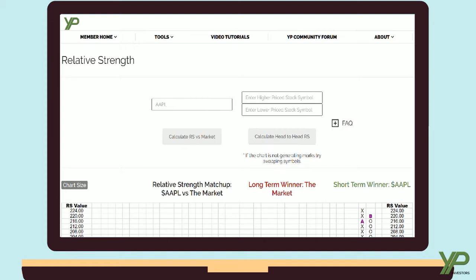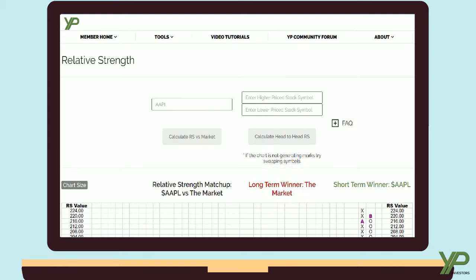Starting at the top of the page, you'll see two different calculation options. The box on the left is a head-to-head comparison with the market, and the two boxes on the right are a head-to-head comparison of two securities. First, when comparing a security to the market, click the Calculate RS versus Market button. The market is an equal-weighted portfolio of the S&P 500, giving us a great representation of the market overall. Once you compare your security against the market, you will have a clear picture of just how strong that security is versus the stocks in the market.